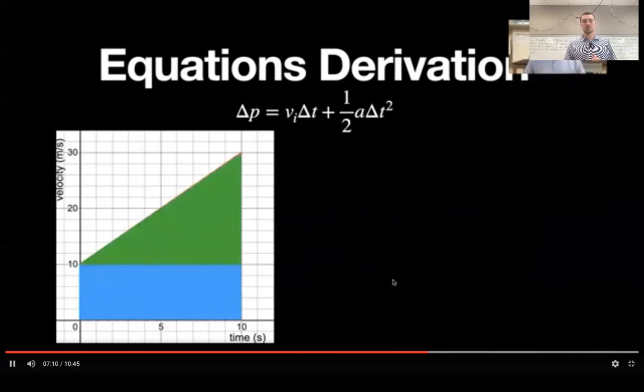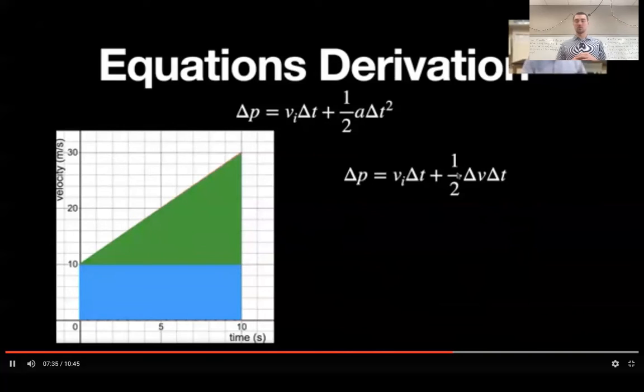and a triangle. The area for a rectangle is base times height, or length times width, which the length of this is the change in time, and the width is the initial velocity, which is where we get the initial velocity times the change in time. And the area of a triangle is 1/2 times the base, the change in time, times the height, which is the change in velocity.